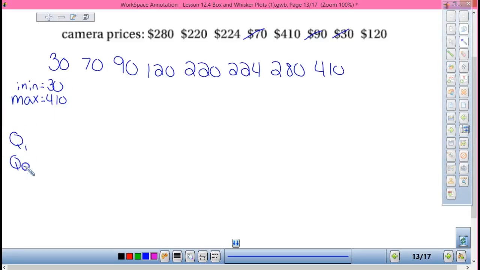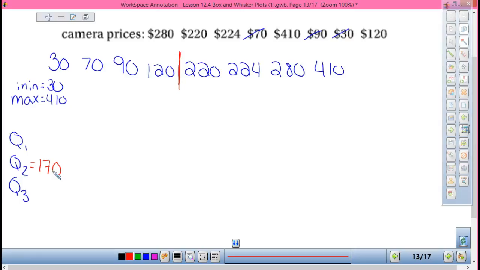Quartile 1, quartile 2, quartile 3. All right, so quartile 2, we got to find our middle. So let's draw a line right between those guys. Add them together. Divide by 2. What do we get? Yeah, 170. I'm pretty sure we get 340, right? And then divide that guy by 2.